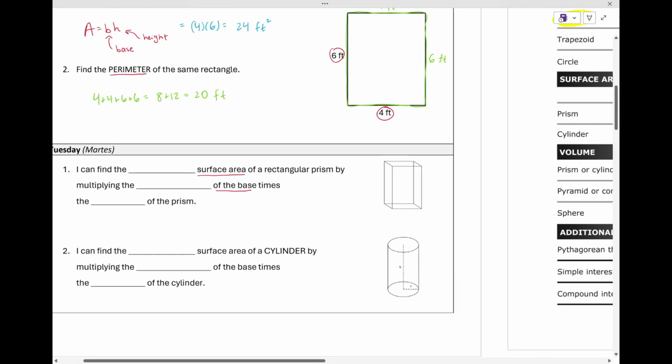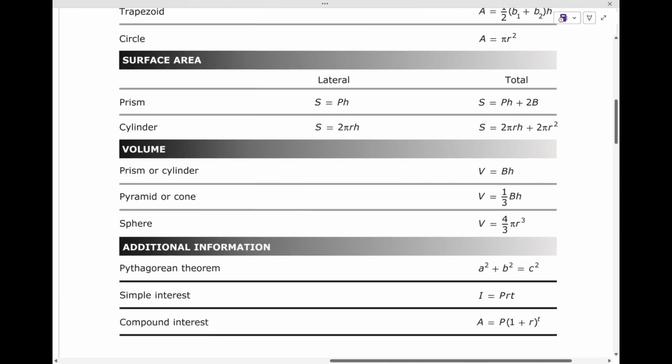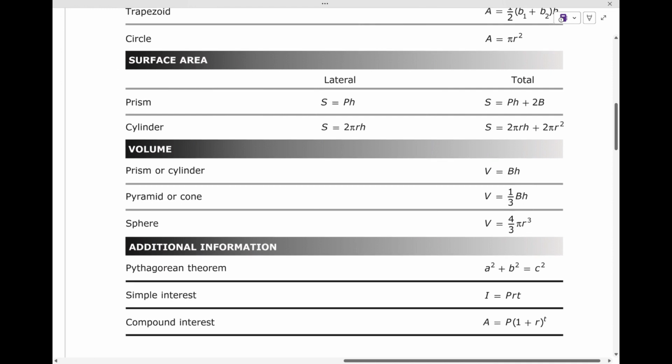Okay, let's look at our surface area formulas on a star sheet. Remember all your formulas are here. Surface area, we're doing something of the base times something of the prism. Well, in both of these we have P times H. Try to remember what P stands for. P stands for perimeter of the base, right? That's the distance going around the sides of whatever kind of shape the base is, and H stands for height of the prism.